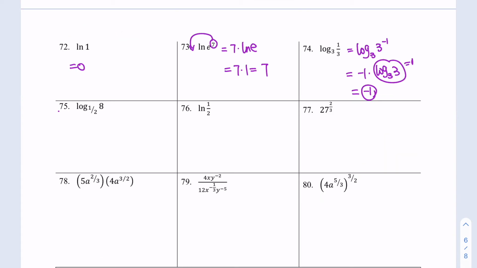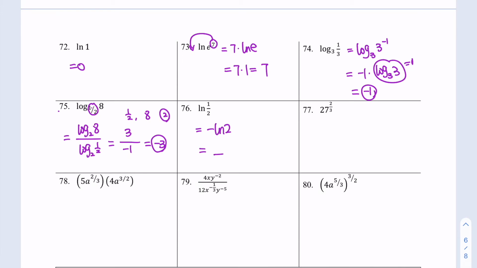Number 75, log base 1/2 of 8. Because the base is a fraction, we don't like that. We are going to use our change of base formula. Because 1/2 and 8 are both related to 2, we are going to use base 2: log base 2 of 8 over log base 2 of 1/2. Because 8 is 2 to the 3rd, that gives us 3. 1/2 is 2 to the negative 1, which gives us negative 1, so it's negative 3. ln 1/2 equals negative ln 2.